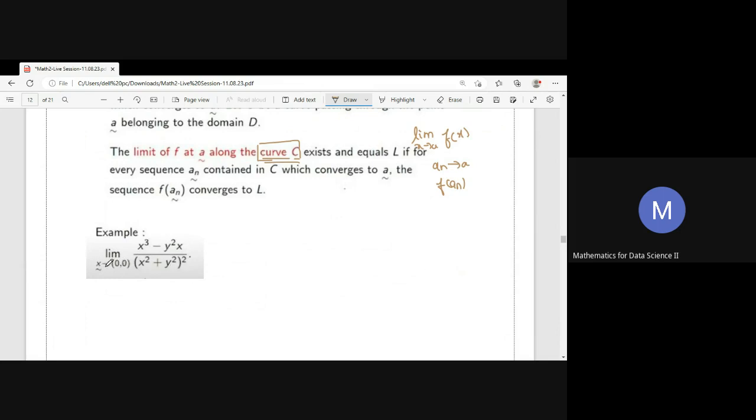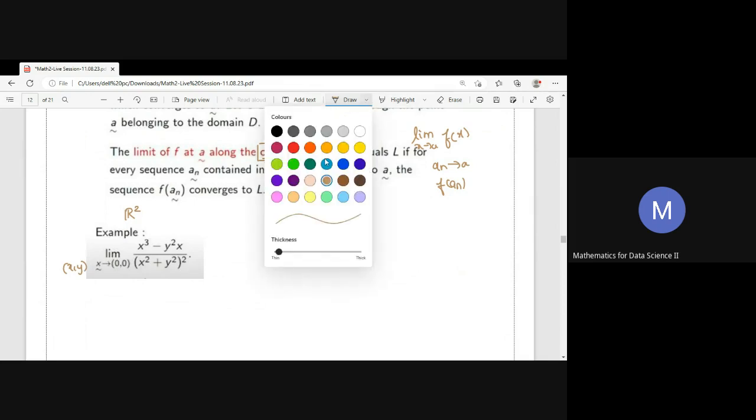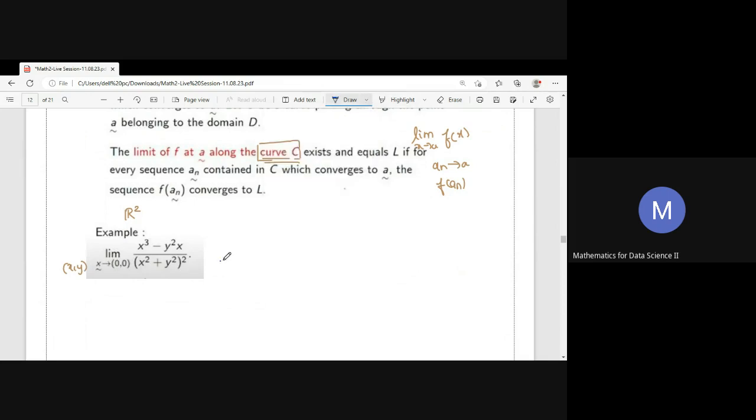Here we are in R2, with x comma y, two variables. In R2 you can consider any parabolas or lines or just the x-axis, y-axis, anything. All these are curves. So now let us consider this function, with the limit as x comma y goes to 0 comma 0. Now does this limit exist or not?